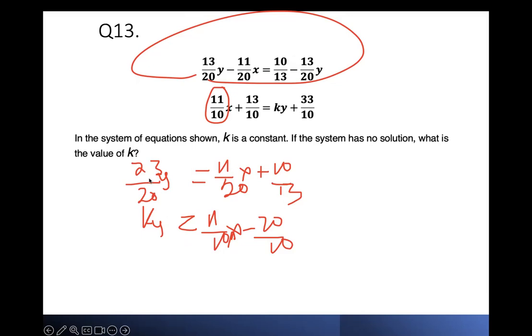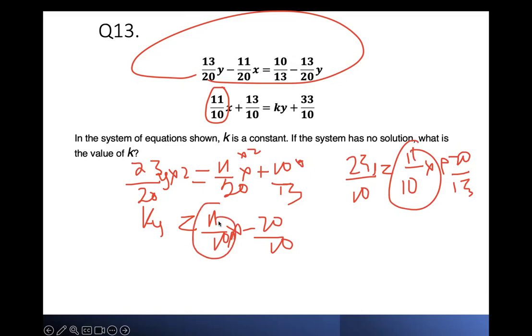Why? I can change this. I can multiply this by 2. I multiply this by 2, by 2, by 2. This becomes 23 over 10. Y is equal to what? 11 over 10 plus 20 over 13. That means this gradient is the same as this gradient.